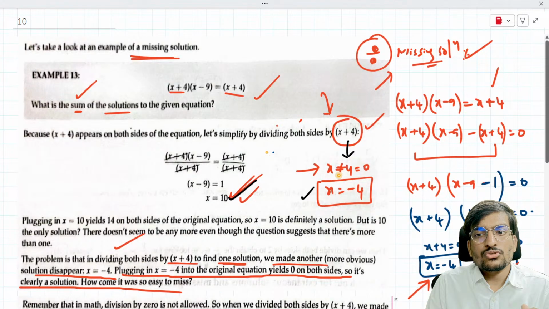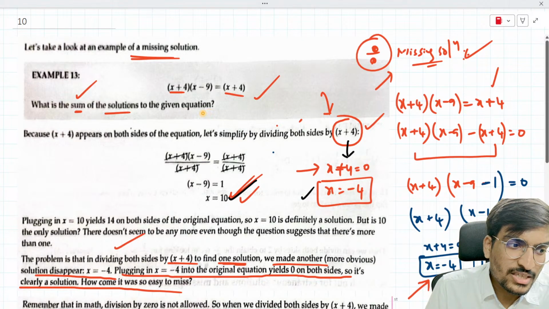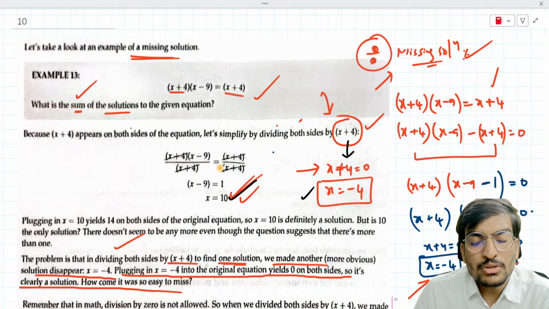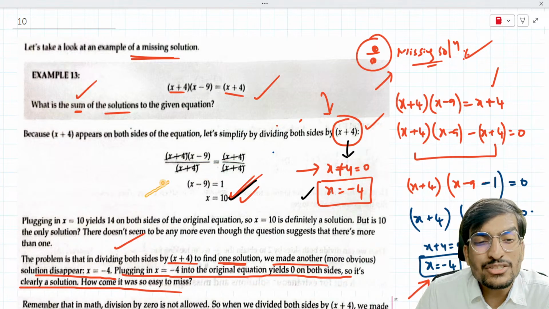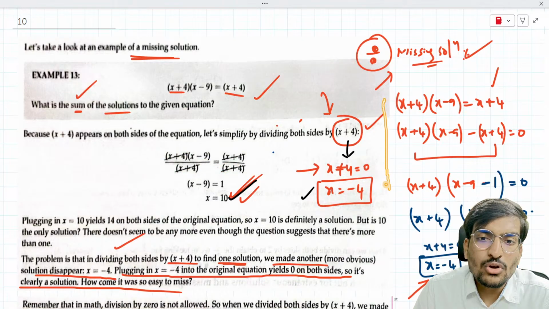So let's go with this topic. When you divide, you miss a solution. But what will be that missing solution? The number or expression we divided by will be one of the solutions, because we assumed it's not going to be a solution, and we divided and eliminated that part, but that is going to be a solution.